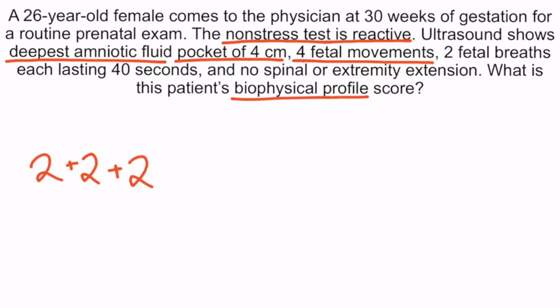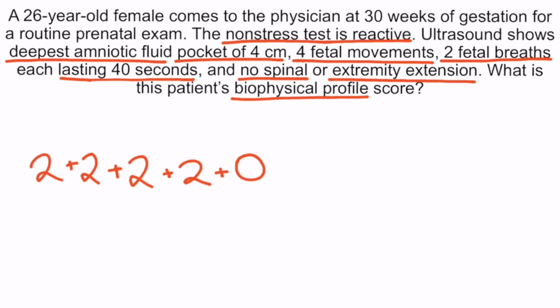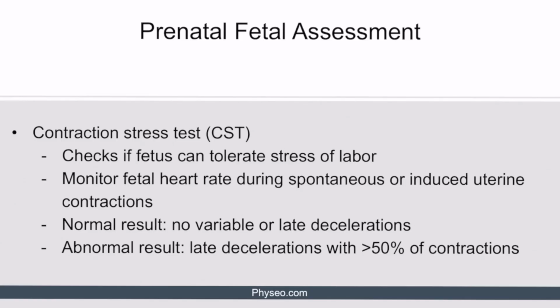Next is breathing. How many breaths? 2 breaths, each lasting 40 seconds. So that's adequate. So 2 points there. But what about tone? Well, there wasn't any spinal or extremity extension. So 0 points earned there. So if you add all of this up, the BPP score is 8. So that's normal. Remember, 8 to 10 is good. That's normal. Let's continue with the contraction stress test.